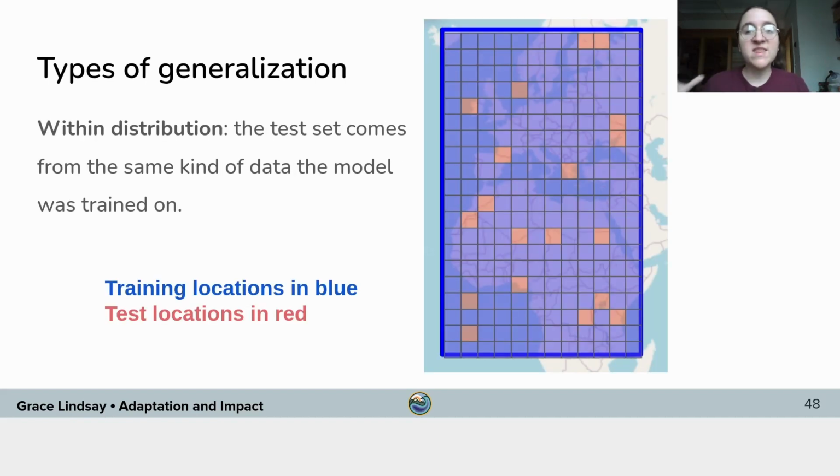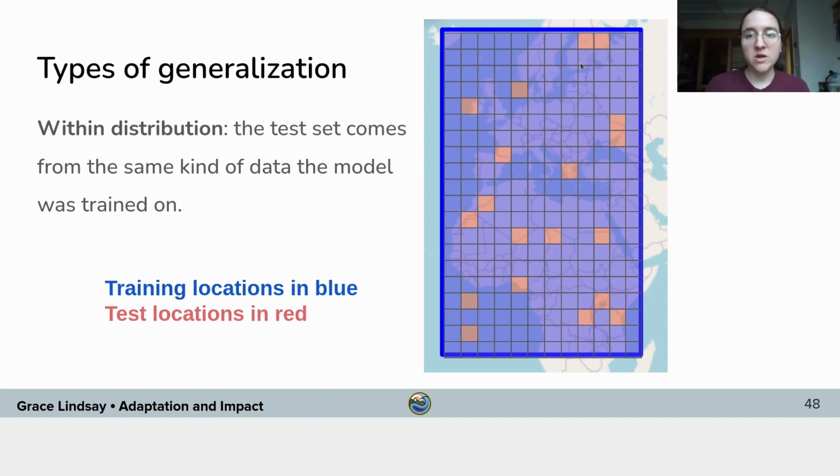So when we talk about within distribution generalization, that's what you just did. It's that you have a data set and you randomly split it into test and training. You train on the training data, you test on the testing data. But that test data still comes from the same distribution as the training data.